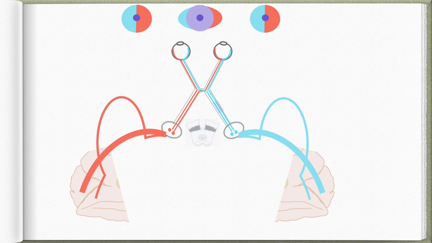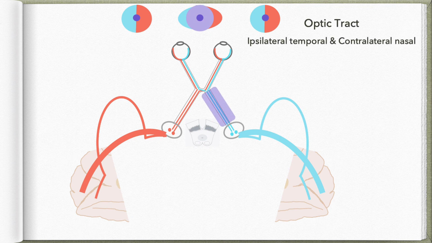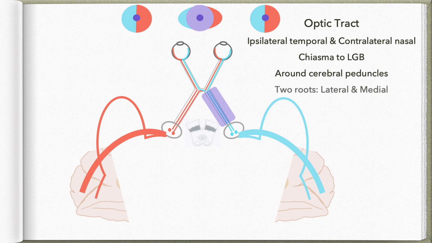Now both these, that is compression by the pituitary gland from below or compression by the aneurysm of internal carotid artery from lateral side, will result in certain visual field defects. Now moving on to the next portion, that is the optic tract. Each optic tract contains fibers coming from the ipsilateral temporal half of the retina and contralateral nasal half of the retina. The tract extends from optic chiasma to the lateral geniculate body. It will be winding round the cerebral peduncles. This optic tract towards the posterior end has two roots. The larger lateral root will relay in the lateral geniculate body of the same side. Then there is a medial root.